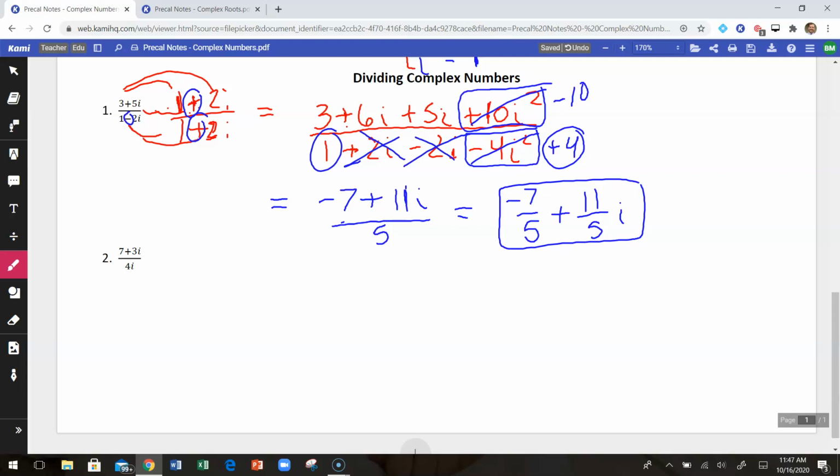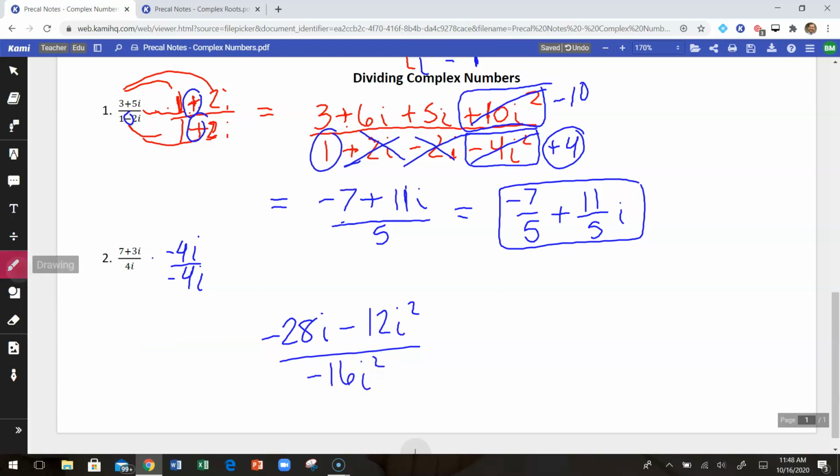Last one here, if there's only one term on bottom, you still want to multiply, but I'm going to just do the opposite of what's on bottom. So I'm going to multiply by negative 4i. On top, I get negative 28i minus 12i squared. On bottom, I get negative 16i squared.